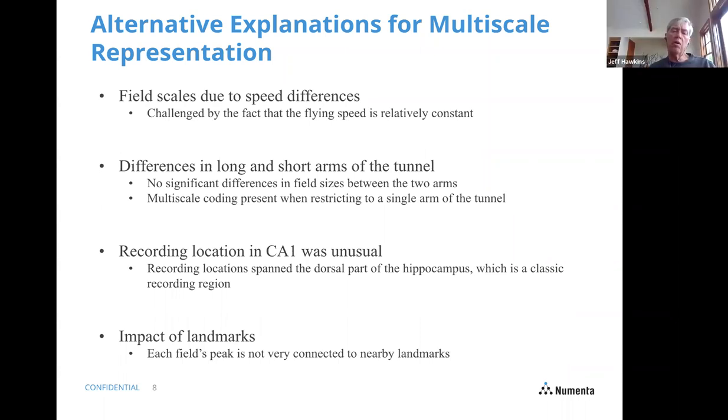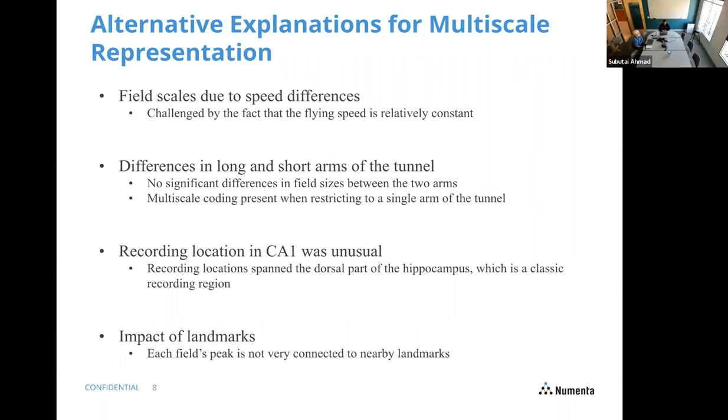I didn't quite understand your explanation, but typically if you change the landmarks in an environment, a rat would perceive the environment differently, and it would have different encodings for place cells and grid cells. But that's not what you're talking about here. You're talking about a statistical technique to say whether the changes in the scale of the place cells are related to the landmarks, and they've sort of discounted that idea. I think that's what you're saying.